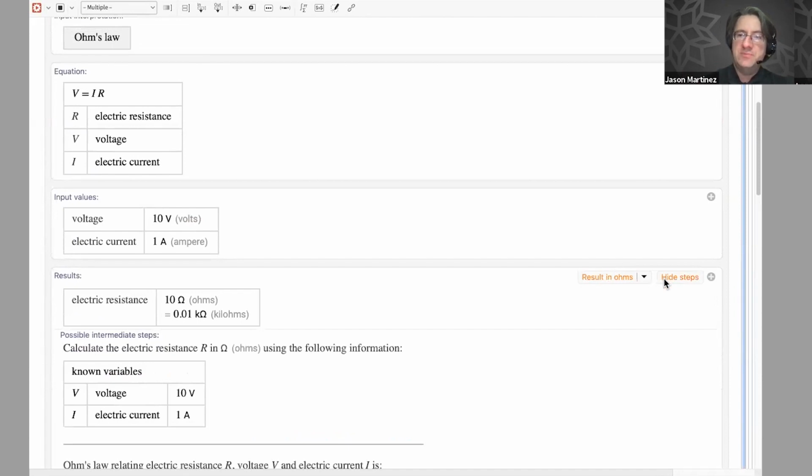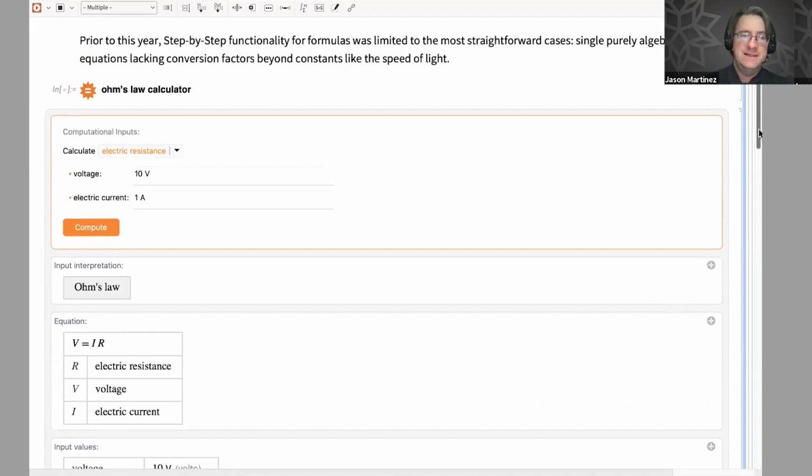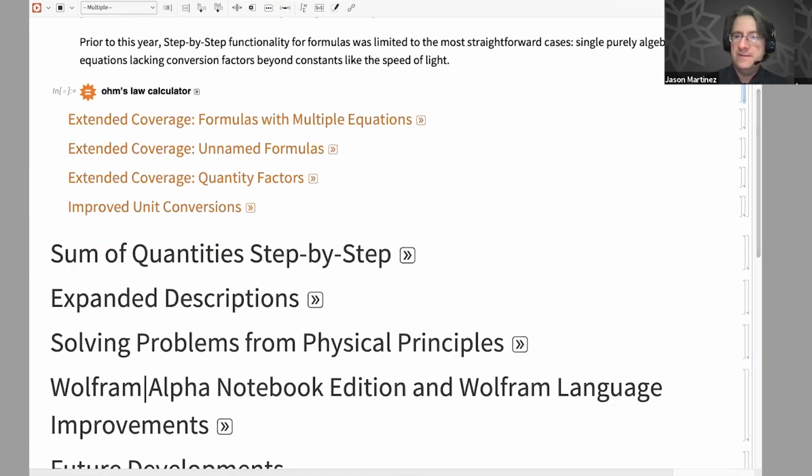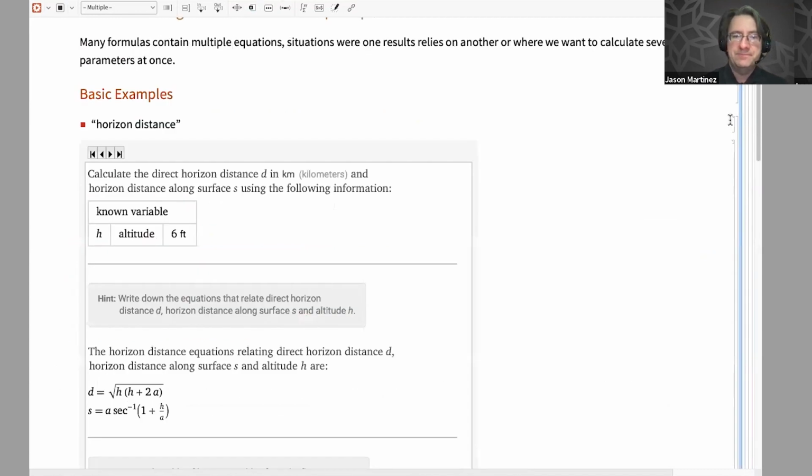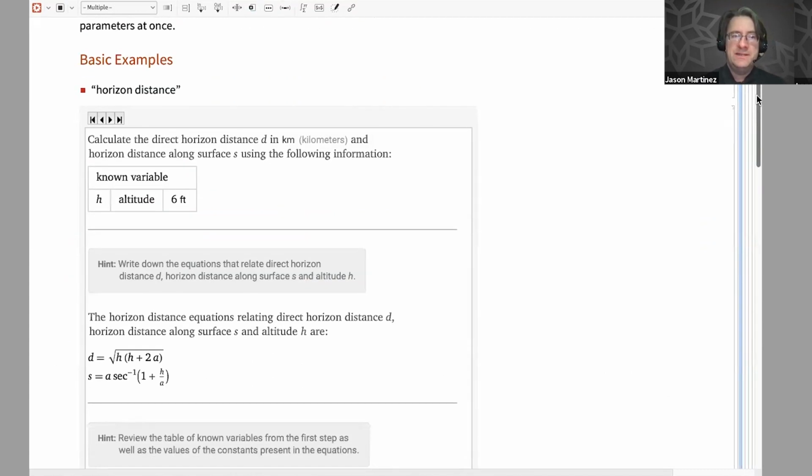So simple algebraic equations that only have one equation. So something simple like this, no complicated empirical factors or anything like that. One area that we have recently expanded into is covering multiple equations. So this is situations where you have a formula that's solving for multiple unknowns.